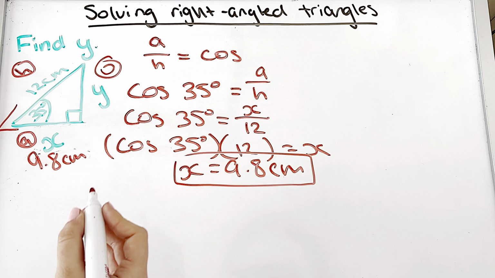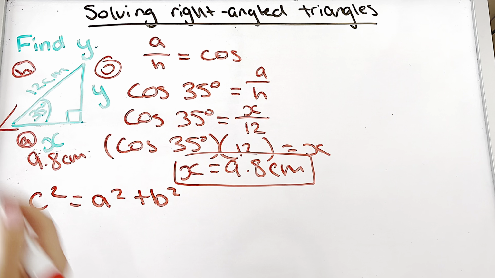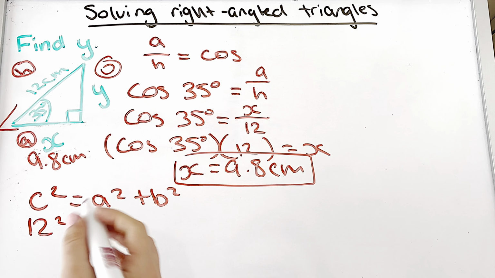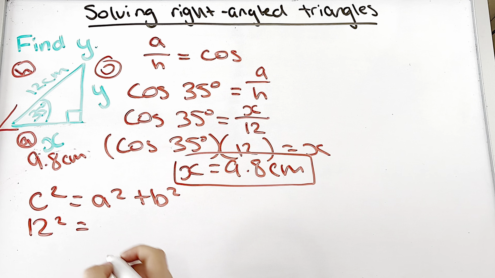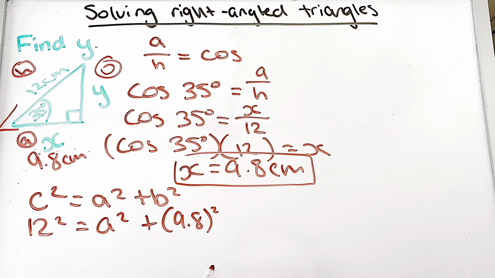We have to state the formula. So it's c squared is equal to a squared plus b squared. Just a reminder, c squared is always the hypotenuse. And we know what the hypotenuse is. It's 12 squared, is equal to a squared plus b squared. It doesn't matter in which order you put it. So a squared plus 9.8. Note how I'm putting a bracket on 9.8.